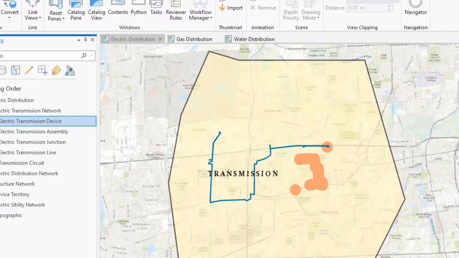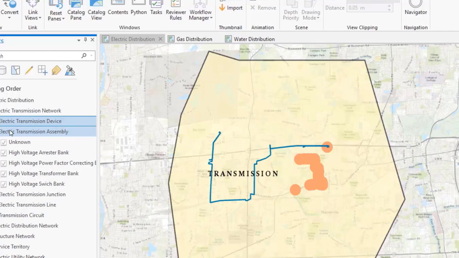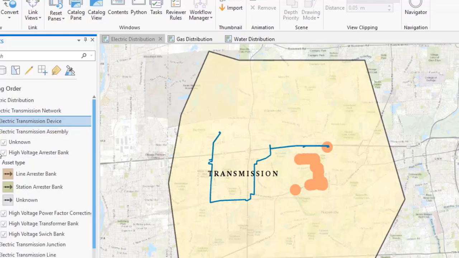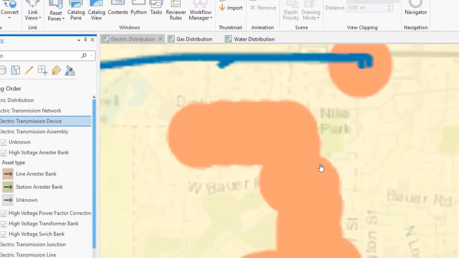Now remember, assemblies are devices that are clusters of devices. So they are 3 arresters in a row or 3 switches in a row. So it's like a container. It's a point-based container, but these are really field position pieces of equipment that are designed to support your network.